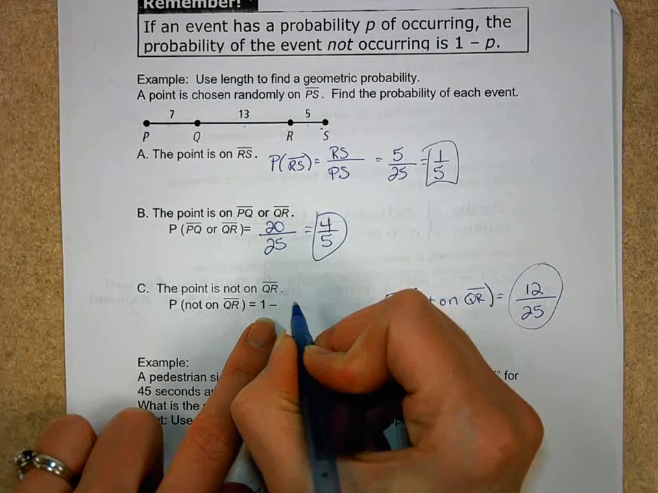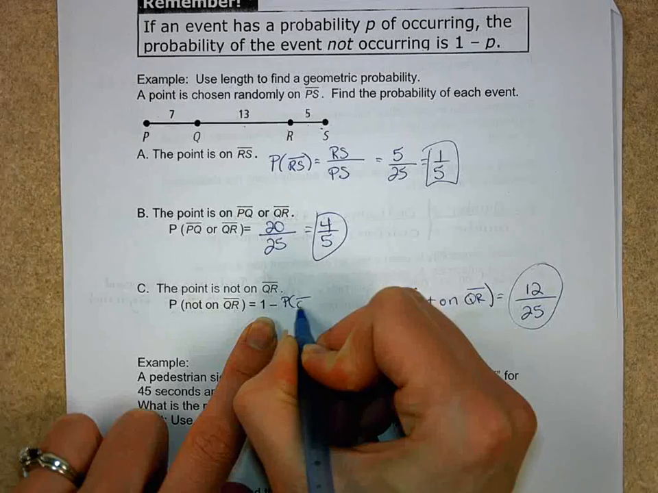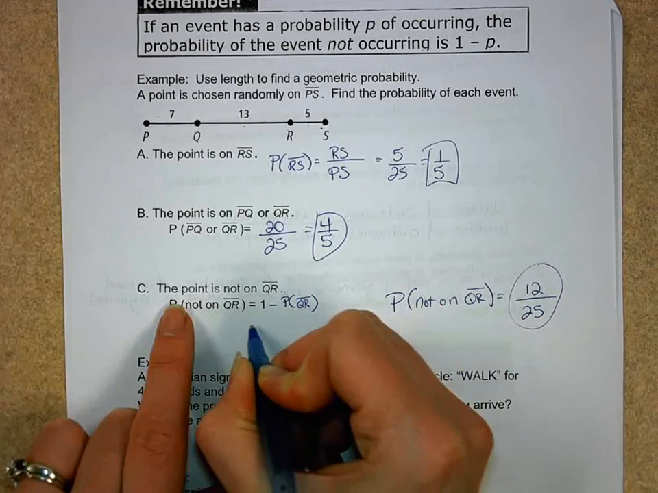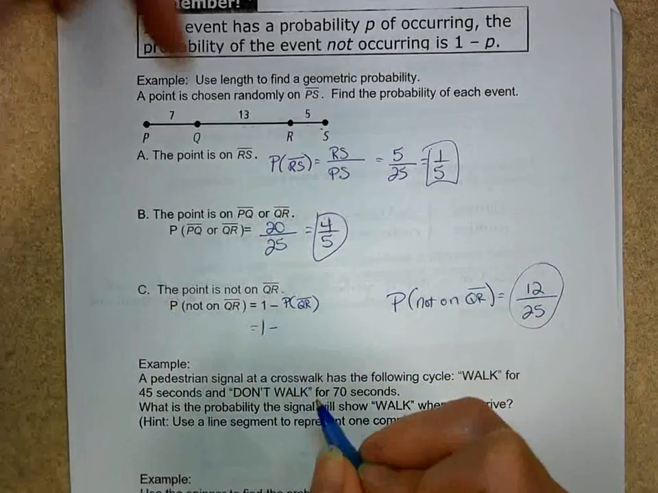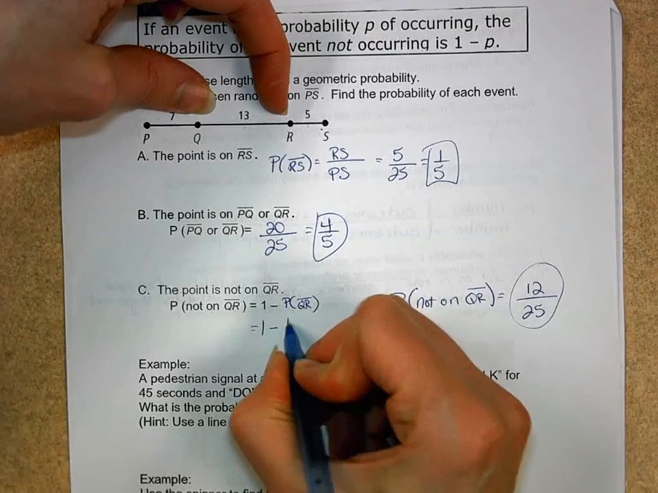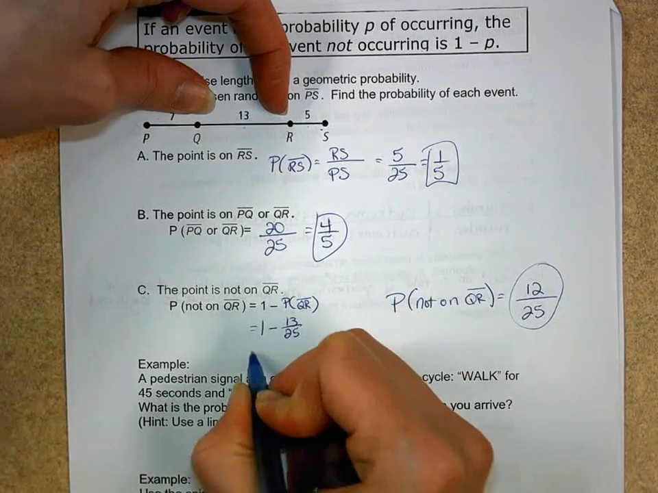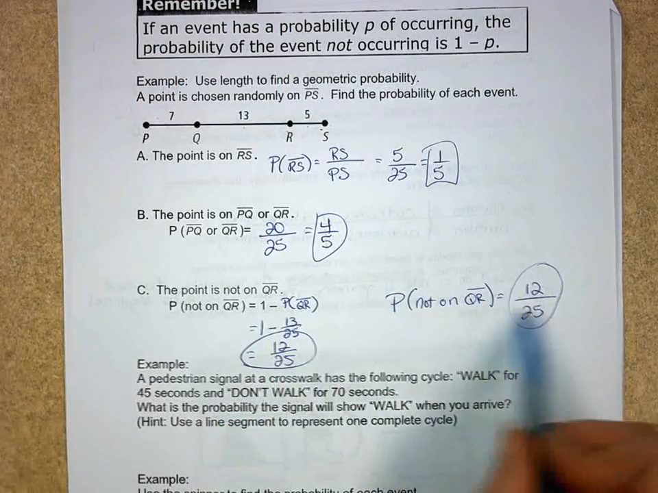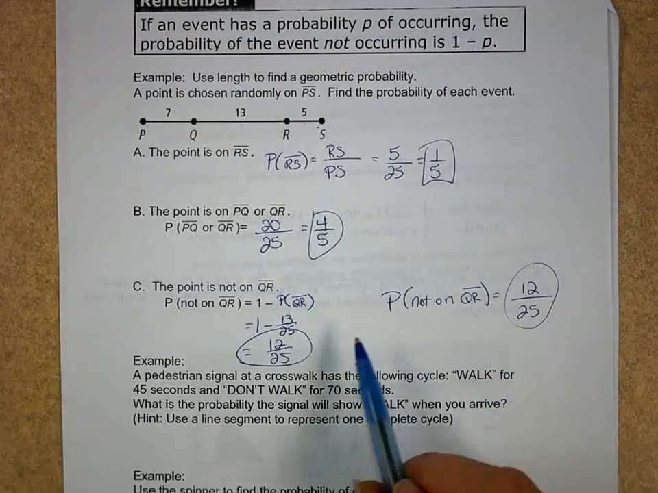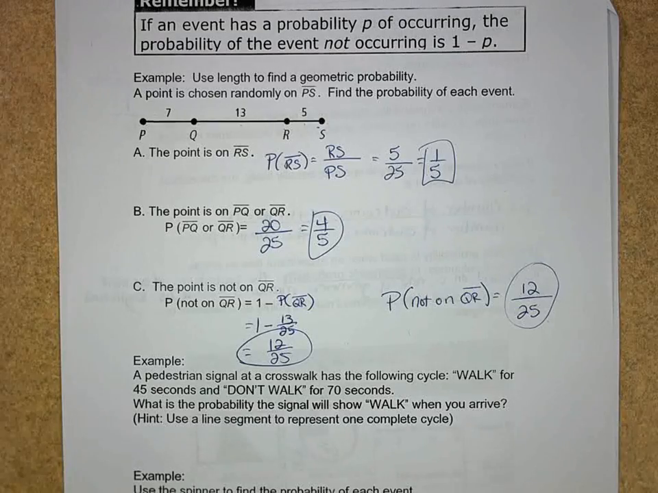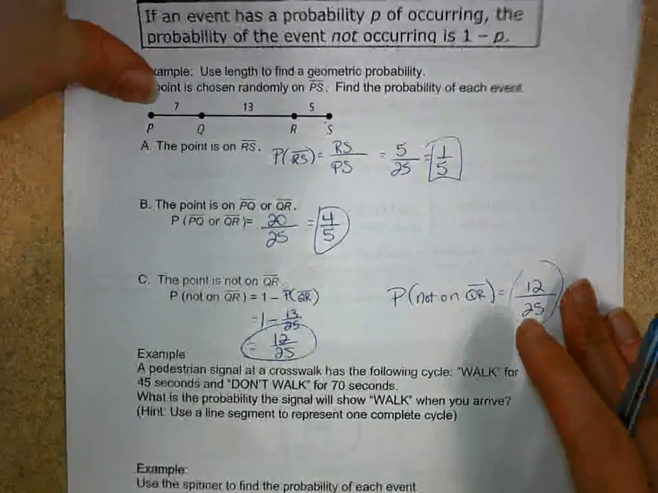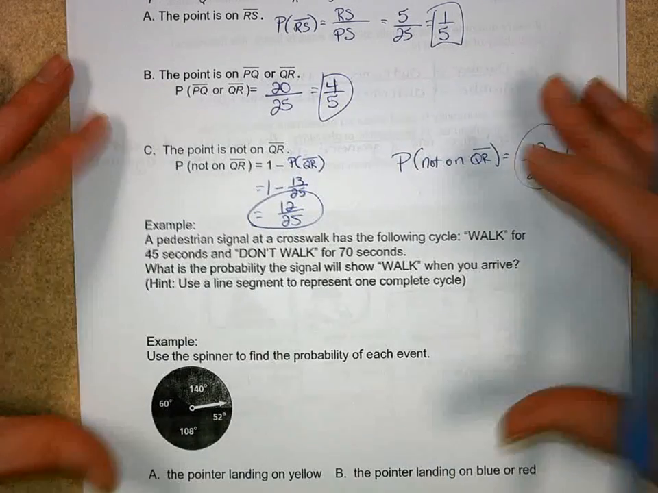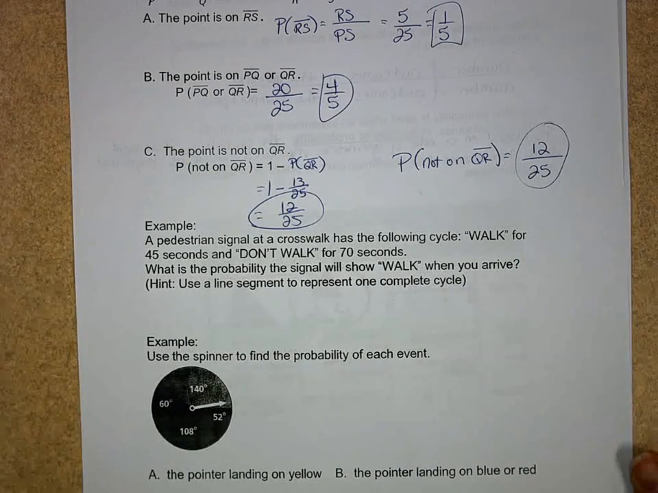But another way of calculating probability is, if I want to figure out what's not on segment QR, I just go 1 minus the probability of QR actually happening. So I go 1 minus, what's the probability of QR? Well, that's 13 over 25. Well, do I still get 12 25ths? Yeah. Does it really matter which one of those ways I got this? No. Adding them together or subtraction? It doesn't really matter.